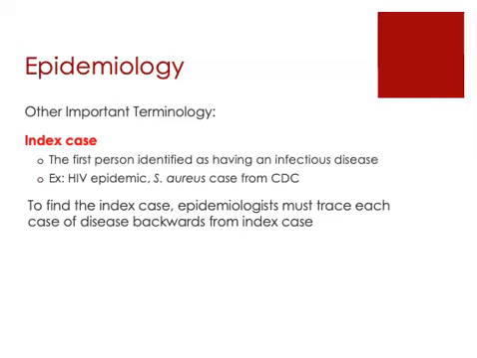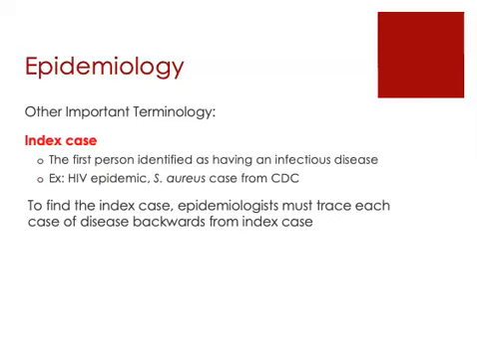So, let's look at some terminology that epidemiologists use every day in their role as disease detectives. One term is index case. The index case is the first person who gets identified in a population as having an infectious disease. So you could think of the index case as being the first case that then is going to spread and create the epidemic.